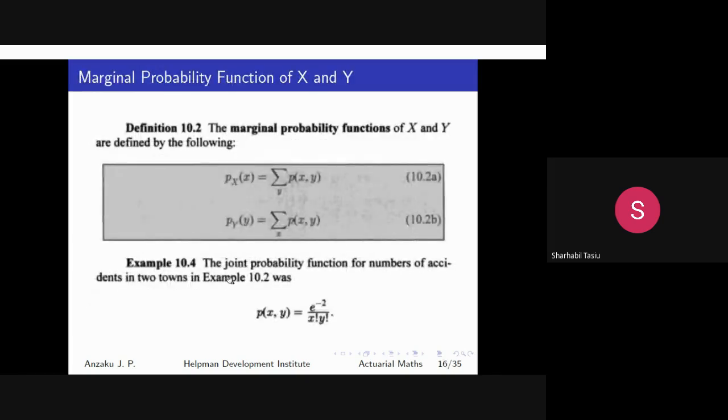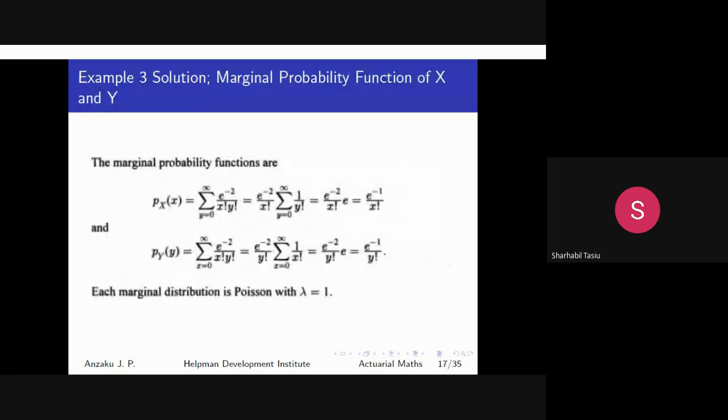All right. So the joint probability function for the numbers of accidents in two terms in example 10.2, remember, was p of x comma y equals e to the power of minus 2 over x factorial y factorial. Remember, that's what we got. Now, let's see how we can modify this formula to give us the marginal probability of x and the marginal probability of y.